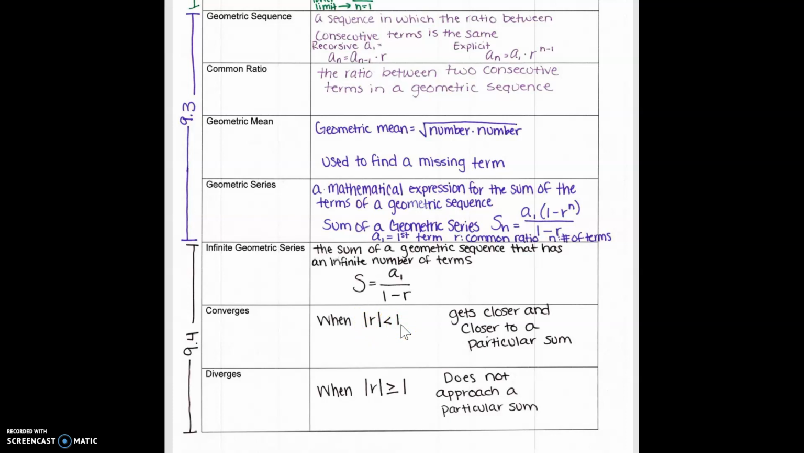So if it's anywhere between 0 to 0.99999, right? So not equal to 1, but less than 1. And then it diverges, meaning it does not approach a particular sum, if the absolute value of the common ratio is greater than or equal to 1. So 1 and up. So let's go ahead and jump into some examples and practice these.